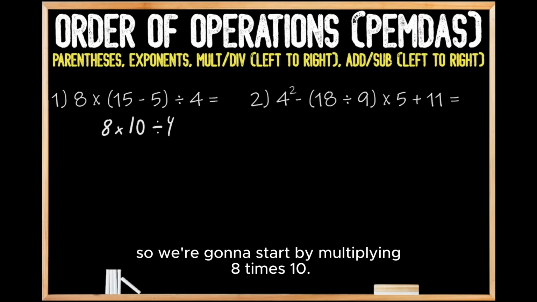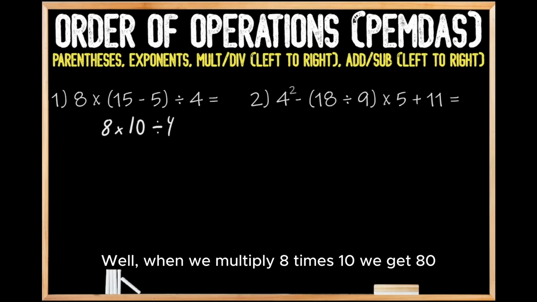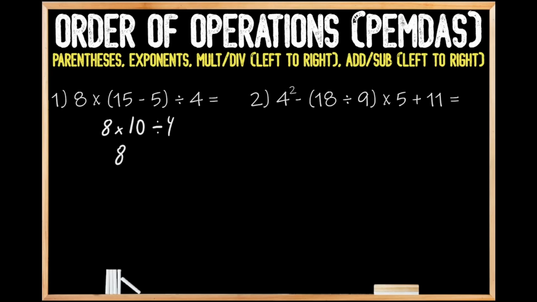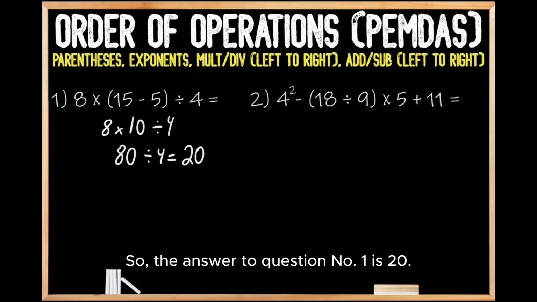So we're going to start out by multiplying 8 times 10. Well, when we multiply 8 times 10, we get 80, and then we're going to bring down the rest of this problem. So we have 80 divided by 4. And when we divide 80 by 4, we're left with 20. So the answer to question number 1 is 20.